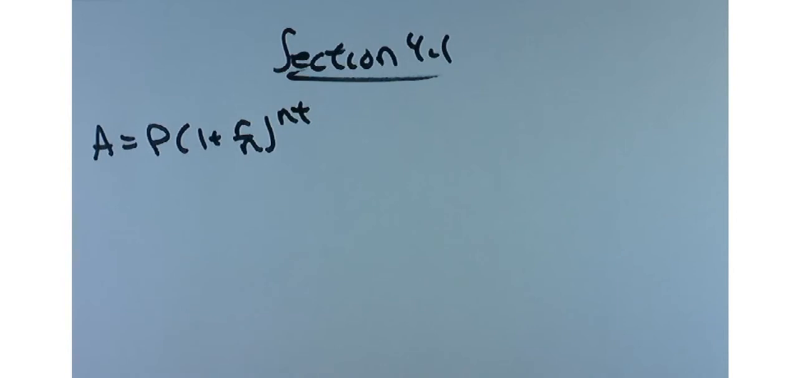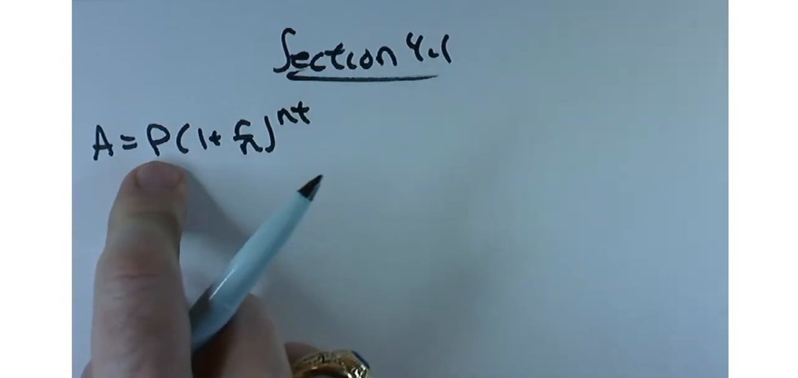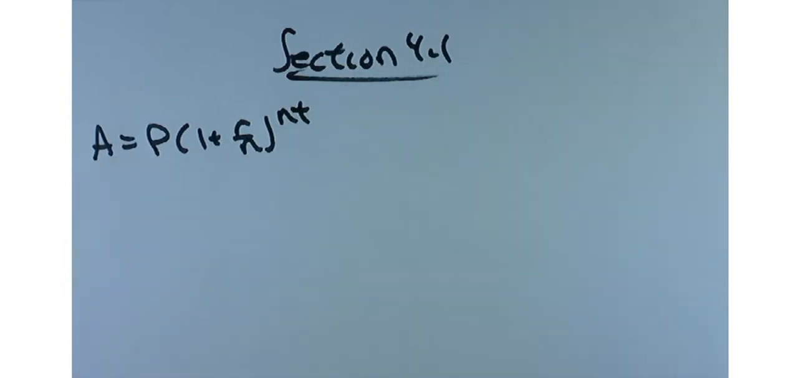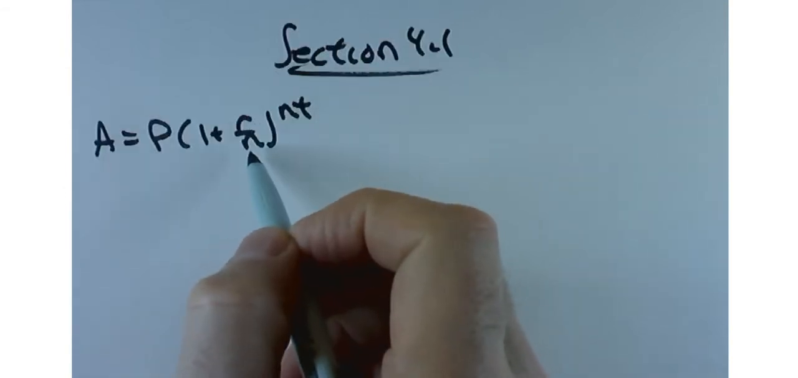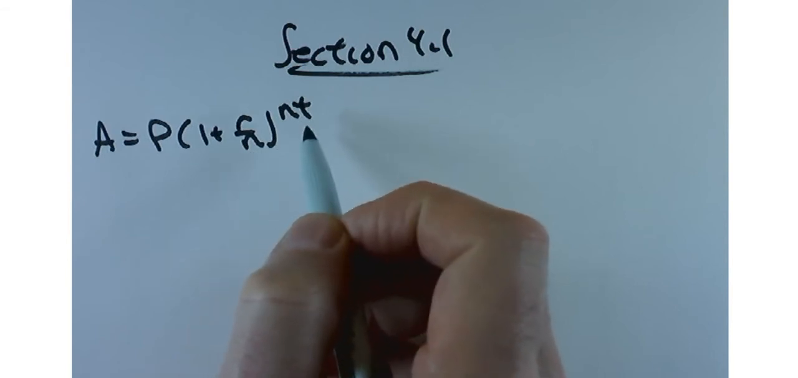And P is your principal. That's not the person who would paddle you in first grade when you did something wrong. That's how much you invest initially. R is your interest rate. N is how many times a year the interest is compounded. T is time in years, of course.